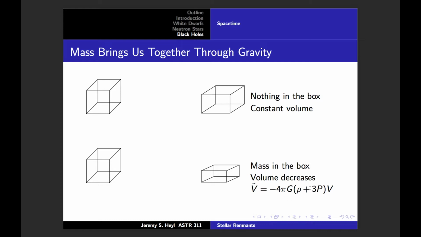So it's the mass of the stuff in the box, so the density times the volume. Plus there's this funny extra bit that has to do with the pressure of what's in the box. It has the size of the box, the volume, and then it has gravity. It has Newton's constant there. So that actually is all there is to general relativity, believe it or not.